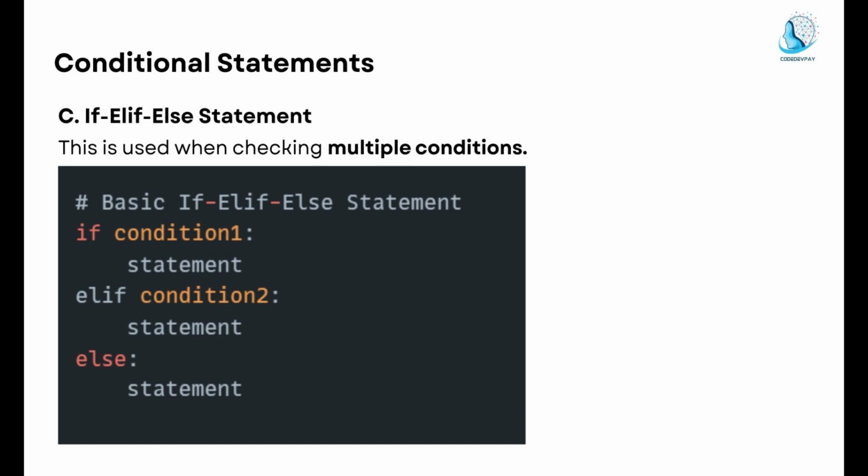For the last part of conditional statements, we have the if elif else statements. This is used when we are checking for multiple conditions, that is more than two conditions. So for the syntax, we have if condition 1, and then we have the statements on the next line, and then you go for elif condition 2. If you have other conditions to introduce, you also use the elif for that. So you can go condition 3, condition 4, and so on. And we end it with the else. You introduce else and the statements on the next line.